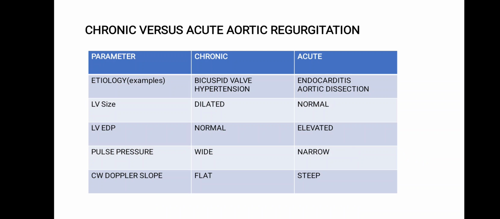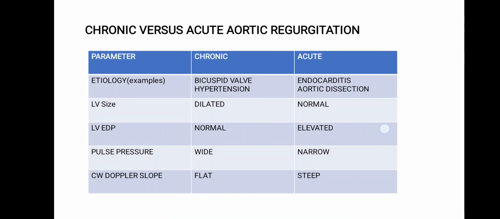Then we come to chronic versus acute AR. Etiology: in chronic, the causes are bicuspid valve and hypertension. In acute, they are endocarditis and aortic dissection. LV size is dilated in chronic and normal in acute. LV-EDP is normal in chronic because it is compensating. In acute, it is elevated. Pulse pressure is wide in chronic AR and narrow in acute. Continuous wave Doppler slope is flat in chronic and steep in acute AR.